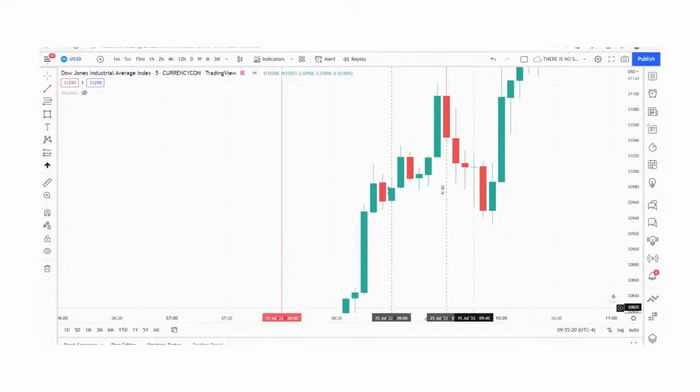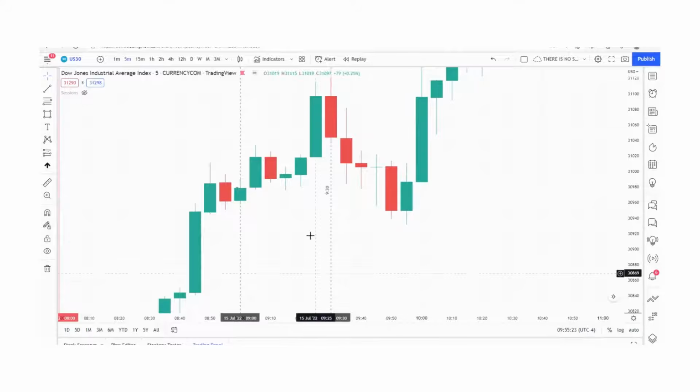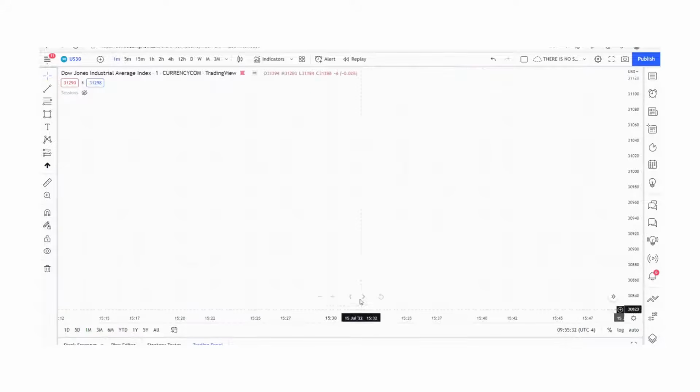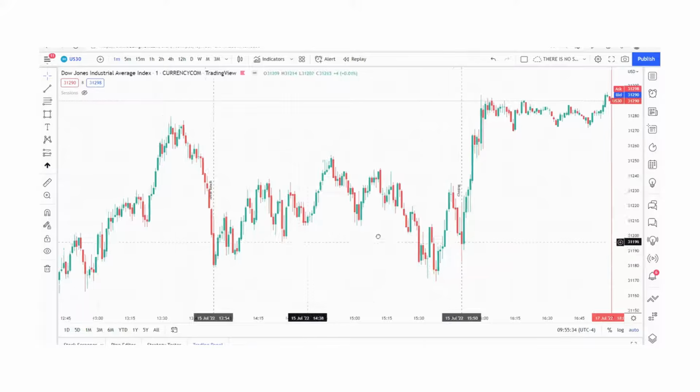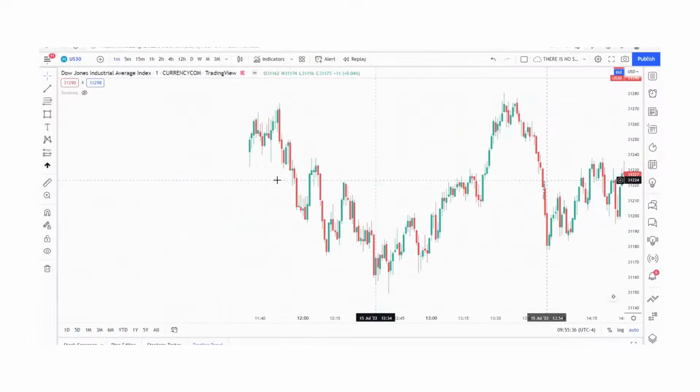Let's see what's happening with that 9:30 candle. So guys, the market continues to make new highs, and the 9:30 candle opens up, and let's just go down to the 1 minute time frame. Let's move over a little bit. We're looking for the same thing.